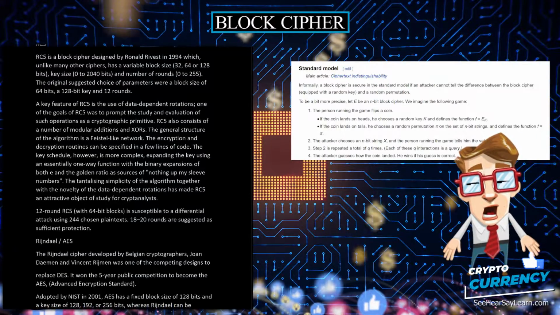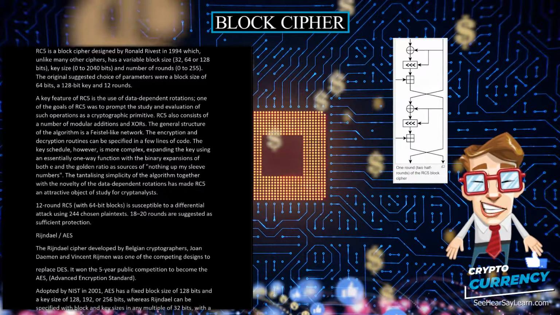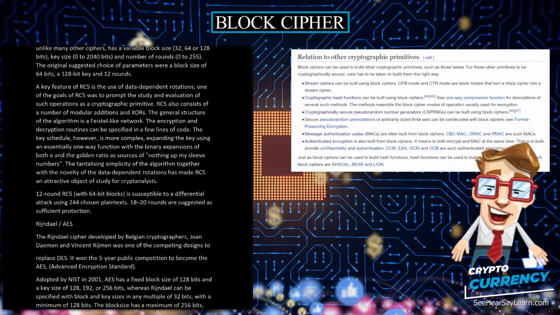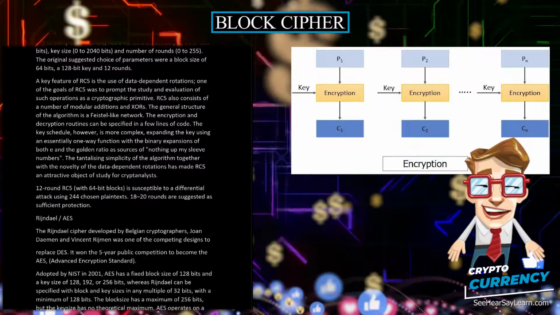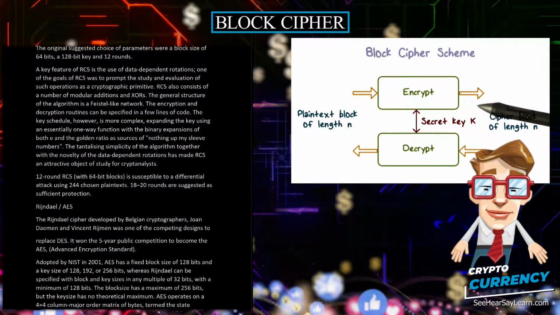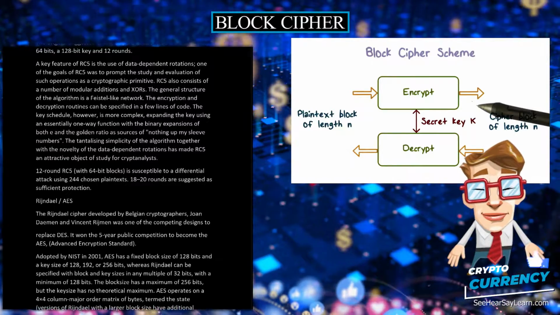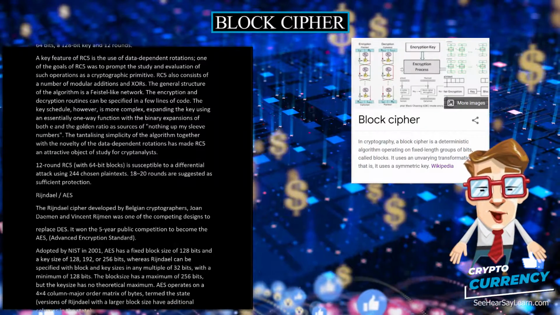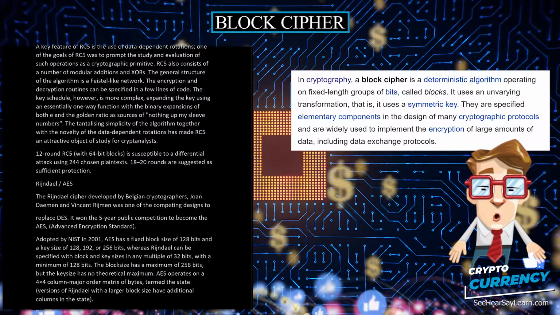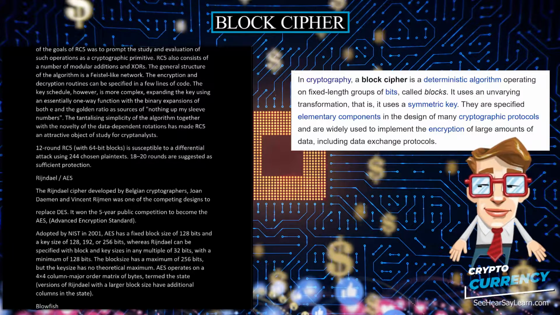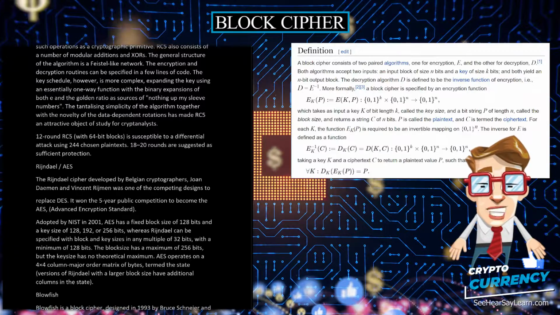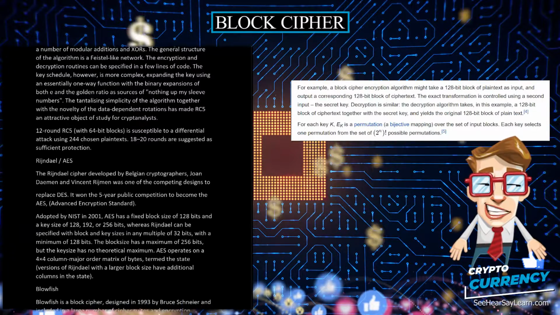Rijndael, AES. The Rijndael cipher developed by Belgian cryptographers Joan Daemen and Vincent Rijmen was one of the competing designs to replace DES. It won the 5-year public competition to become the AES, Advanced Encryption Standard. Adopted by NIST in 2001, AES has a fixed block size of 128 bits and a key size of 128, 192, or 256 bits, whereas Rijndael can be specified with block and key sizes in any multiple of 32 bits, with a minimum of 128 bits.